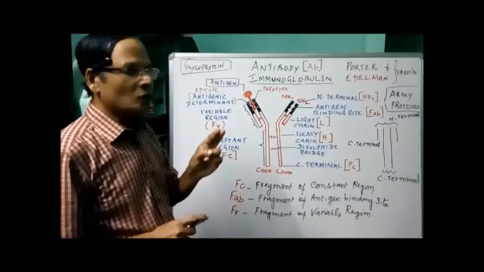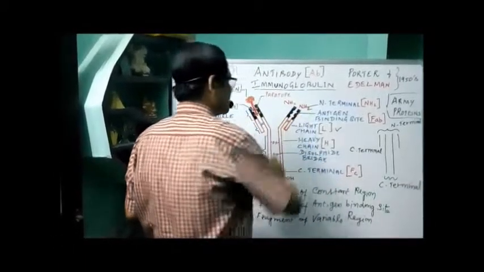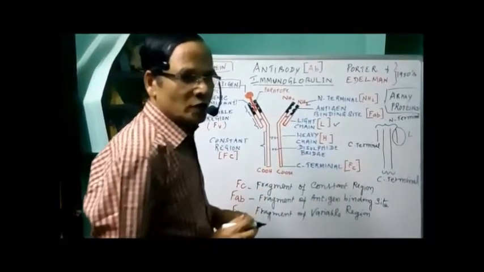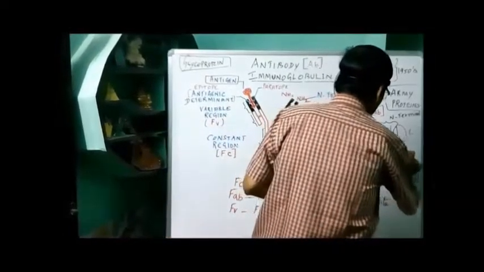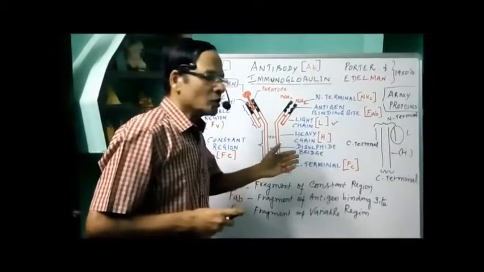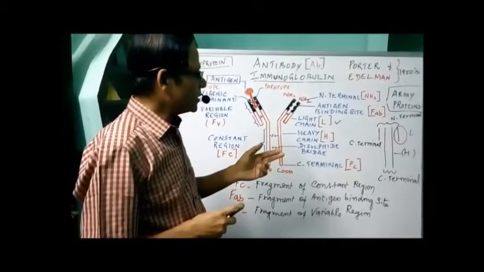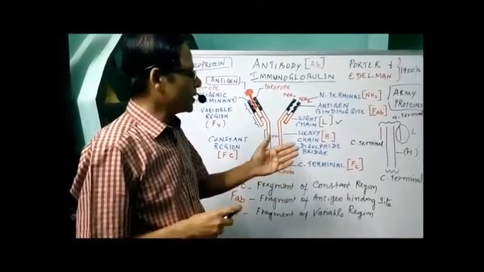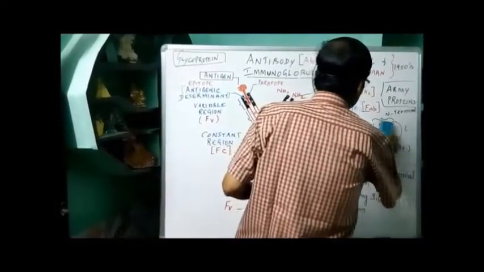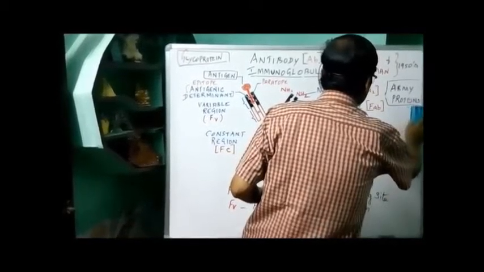Two chains are called light chains. You see that this is the light chain, the L chain. Two chains are called heavy chains, the H chains. So each immunoglobulin molecule is formed of 4 polypeptide chains of 2 different types: a pair of light chains and a pair of heavy chains. Each chain differs from the other in length, the number of amino acids, and also the molecular weight.